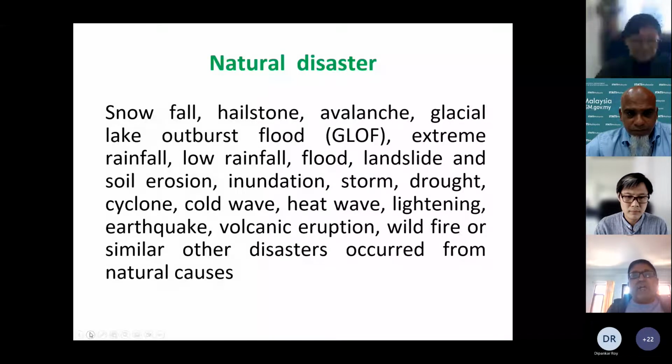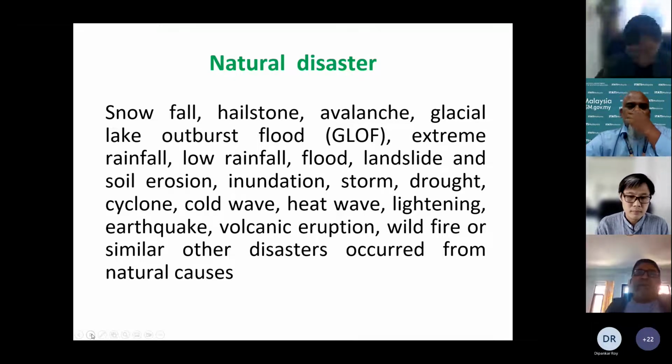The natural disasters: snowfall, hailstone, avalanche, gulf, extreme rainfall, low rainfall, flood, landslide, soil erosion, inundation, storm, drought, cyclone, cold wave, heat wave, lightning, earthquake, volcanic eruption, wildfire or similar other disasters. These kinds of disaster may happen in Nepal because Nepal is a disaster-prone country, and according to our act, disaster is divided into non-natural and natural disaster.